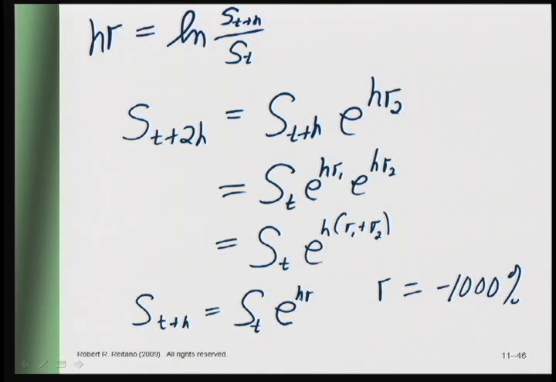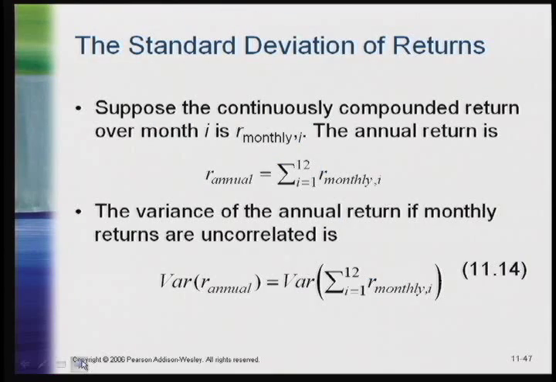So this model has the essence of the random walk, but it eliminates all of the problems with the random walk discussed.